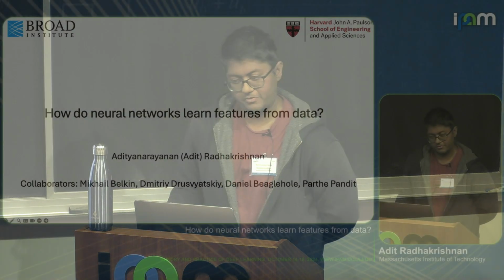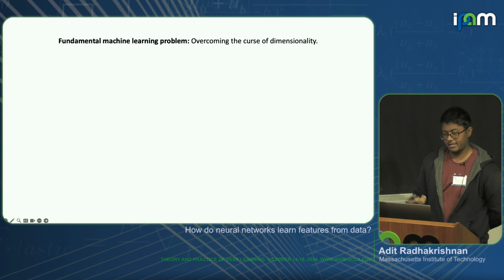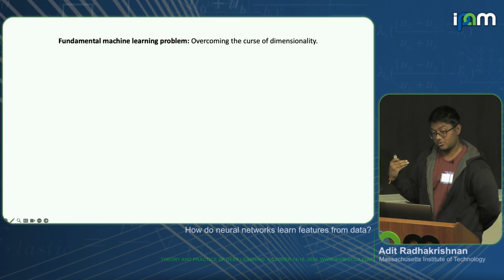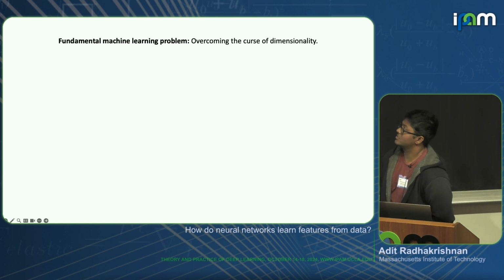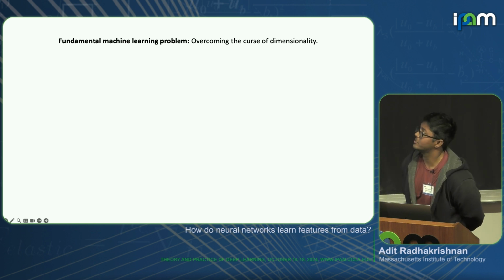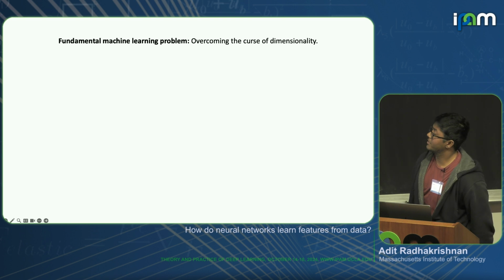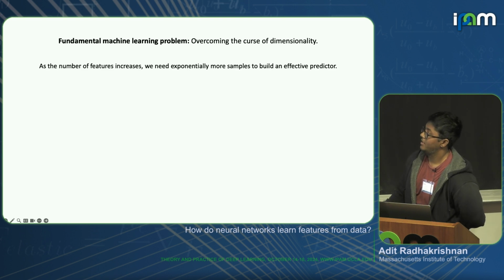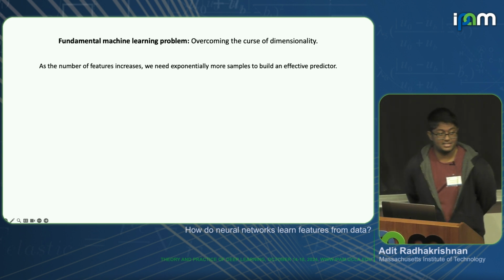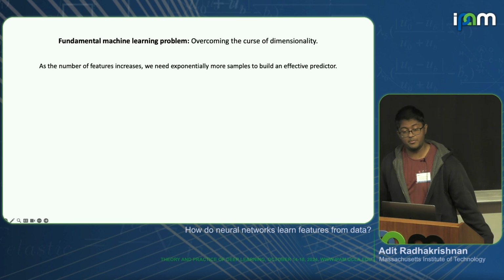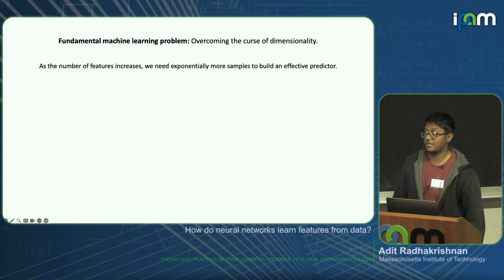Before I go into feature learning, I just wanted to start off at a high level with certain observations that are happening in machine learning today. In fact, I'm going to start with this fundamental machine learning problem, which is how do we actually overcome the curse of dimensionality? The idea behind the curse of dimensionality is that typically as the number of features increases, we would need exponentially more samples to build an effective predictor.